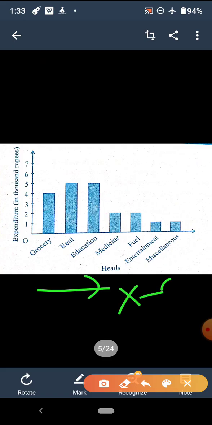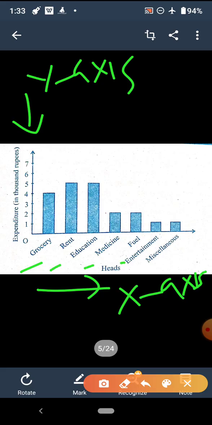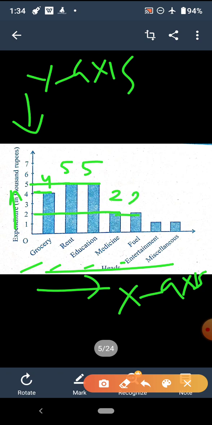Now you can see the solution here. Here is the x-axis, here is the y-axis. The variables grocery, rent, education are presented here. Firstly the grocery is 4, so you can see the value here. Now equal spacing. Then rent is 5. Then education is also 5. Then medicine is 2. Then fuel is 2. Then entertainment is 1, and miscellaneous is also 1. So depending upon the values, the heights differ from each other. In this manner you will prepare the bar graph.